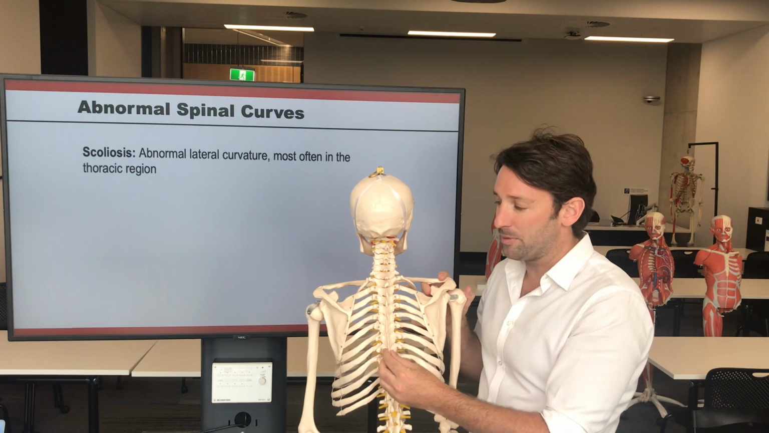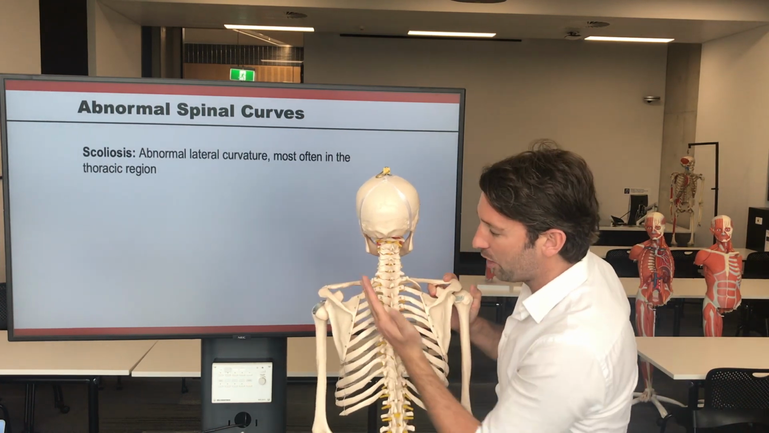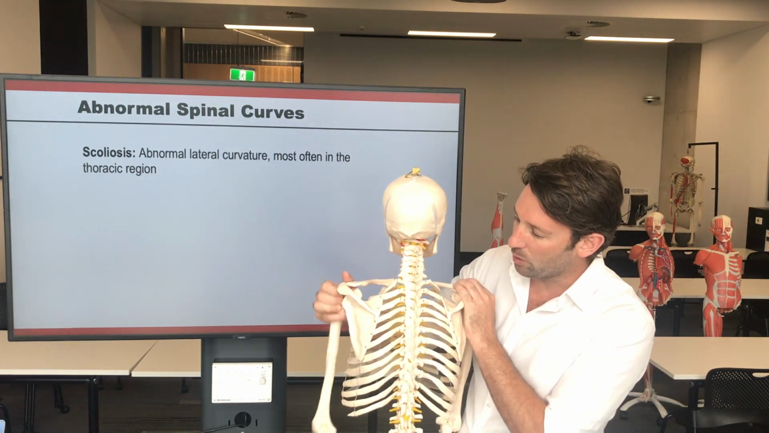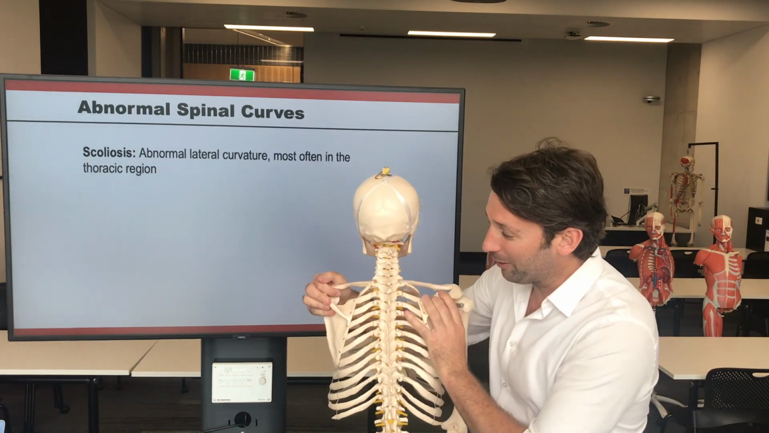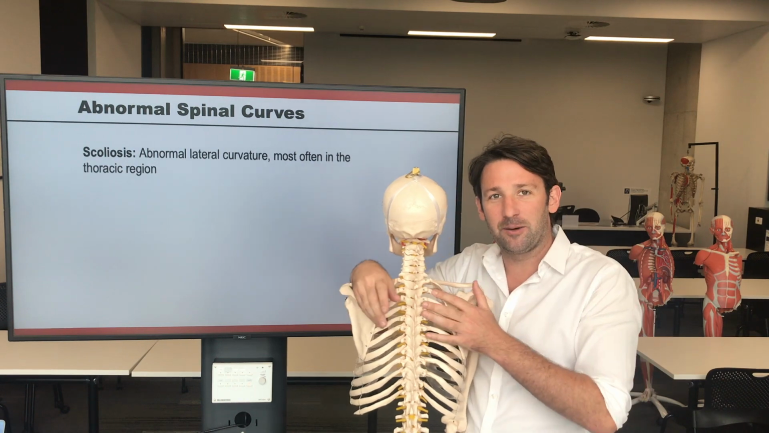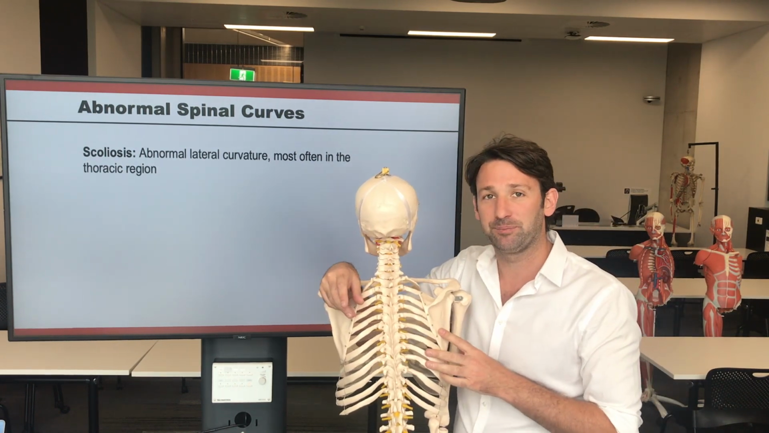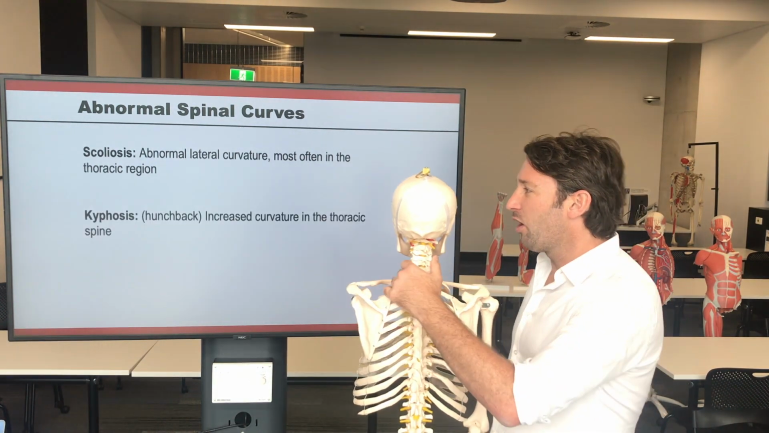This one's very straight up and down. If there was an abnormal lateral curve, it'd be swinging out sideways in some way and then possibly coming back. You might see one shoulder higher than the other, or you might see one leg longer than the other, but it's going to be an S shape through predominantly the thoracic region. That's scoliosis. Now you've got kyphosis.